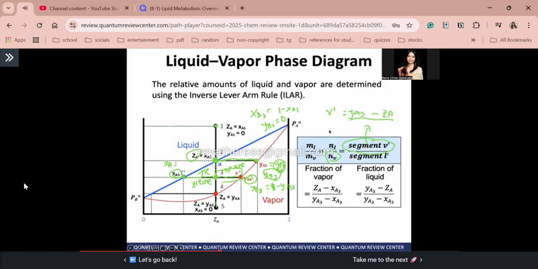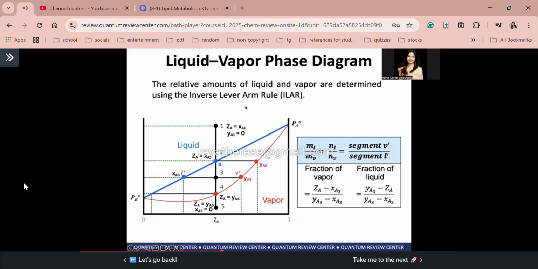So when we say segment L apostrophe, that is between the ZA and the XA3, which is on your liquidus curve. So segment L apostrophe is ZA minus XA3. Clear, guys? Why does ZA come first? Of course, guys, ZA is greater than XA3. The values of your segments cannot be negative. That is not allowed. Again, they should always be positive. That's why ZA comes first minus XA3. And through these segments, guys, we can find the moles of liquid and moles of vapor. So later we will try that.